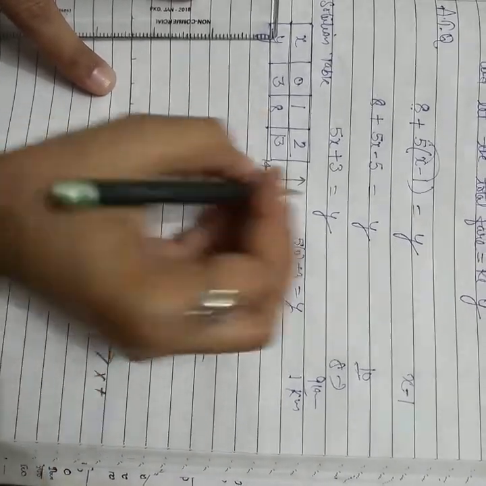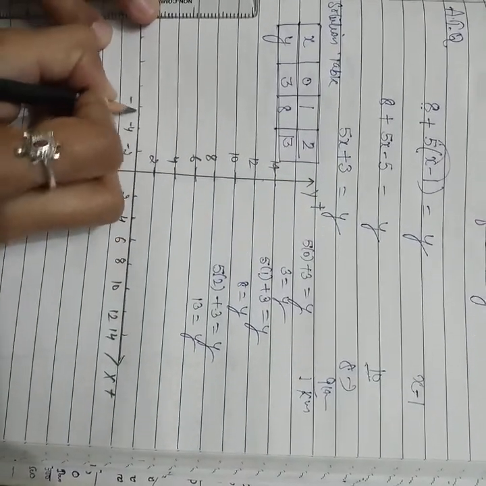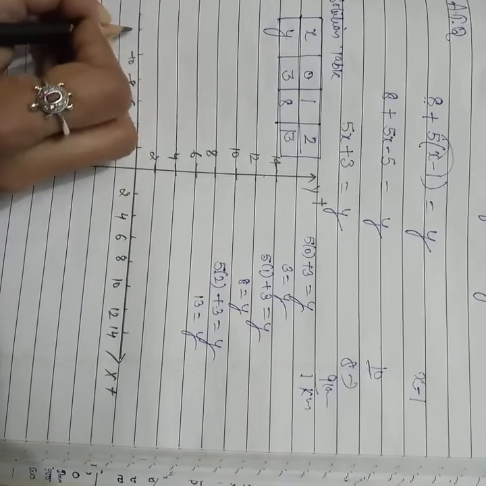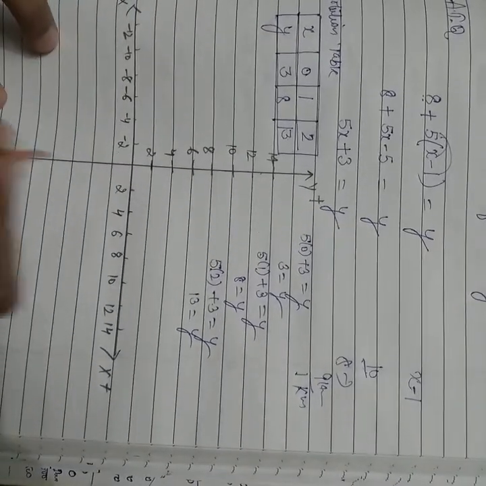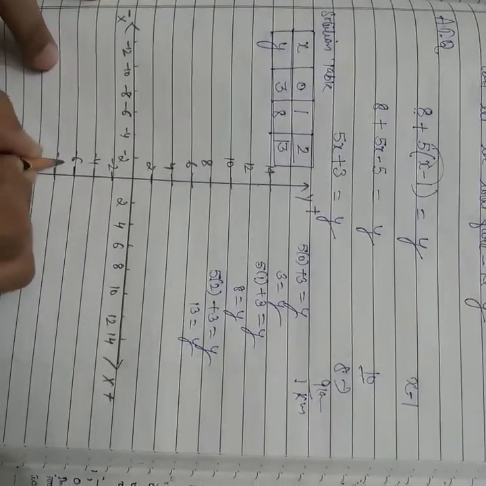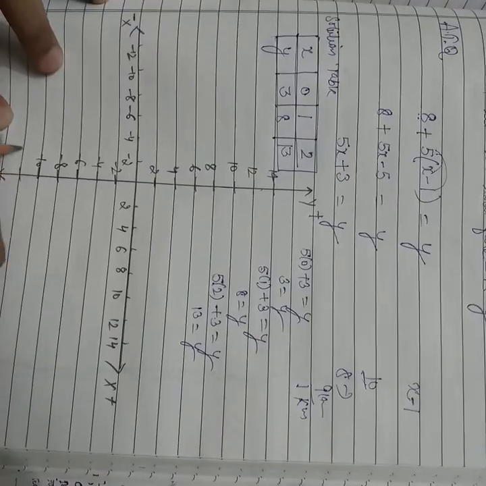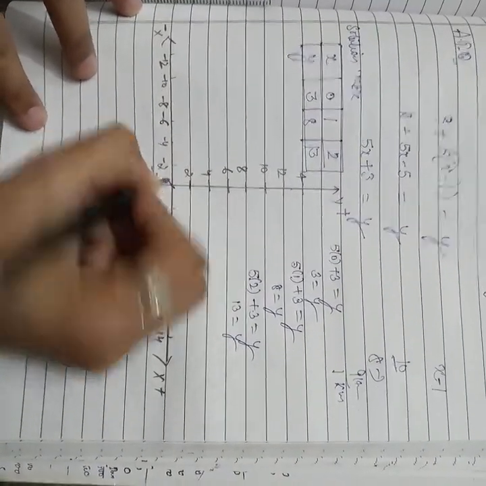Here is x positive, here is y positive. Similarly minus 2, minus 4, minus 6, minus 8, minus 10, minus 12. This is x negative, and here it is minus 2, minus 4, minus 6, minus 8, minus 10, minus 12, that is y negative, and this point is origin 0.